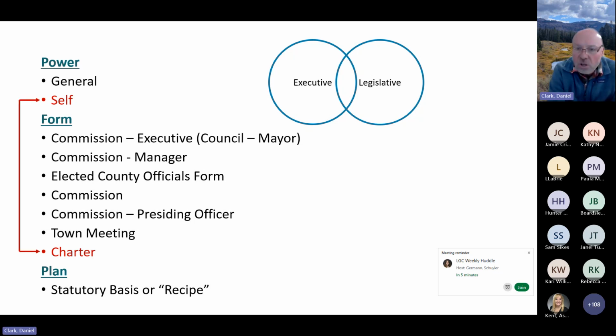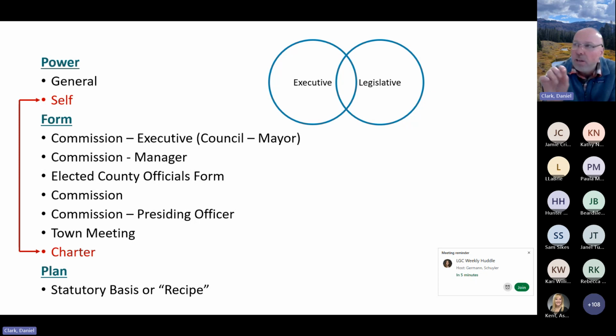In order to have a charter, you need to adopt self-governing powers. That's why it's in red. You can't have a charter without self-governing powers. However, you can have self-governing powers without a charter. You can have self-governing powers and adopt any one of these other statutory frameworks that you'll see, like the commission.